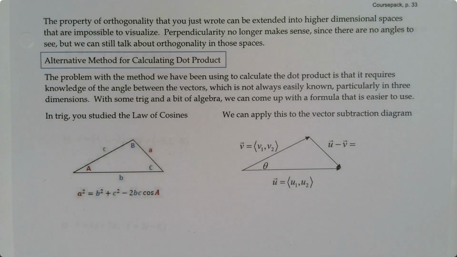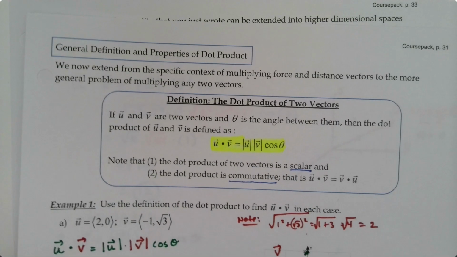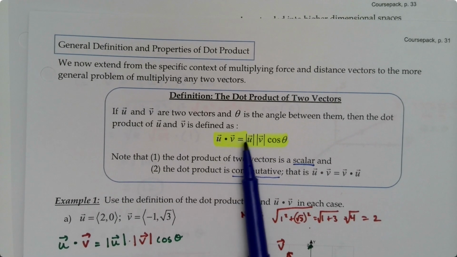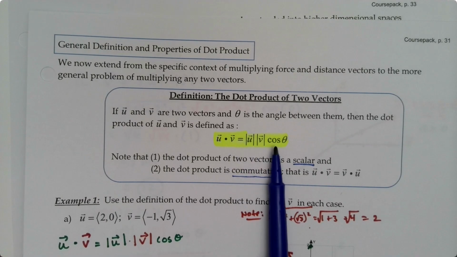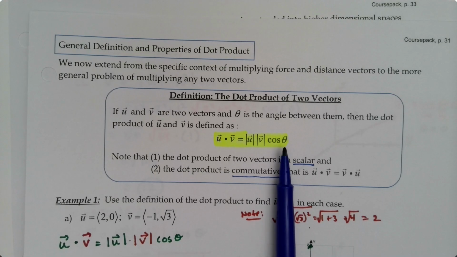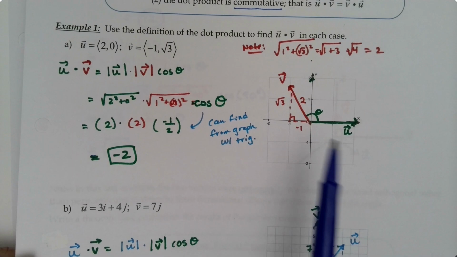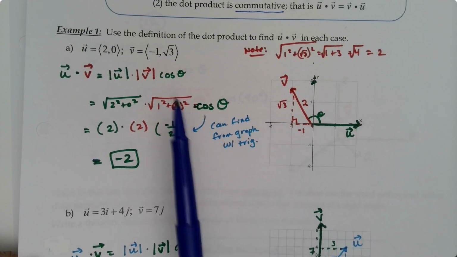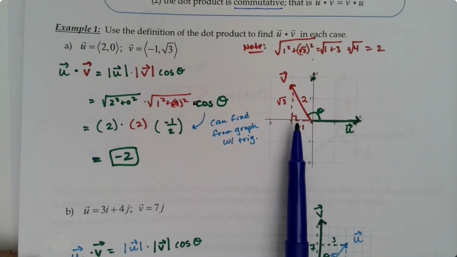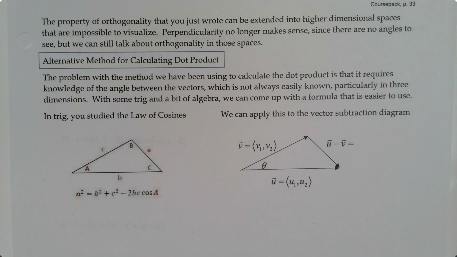So let's pause for a second and think about how we've been finding the dot product so far. We've been using this formula, which is the magnitude of the one vector times the magnitude of the other vector times the cosine of the angle between them. But that only works if we can figure out the angle between them, or at the very least, figure out the cosine of the angle between them.